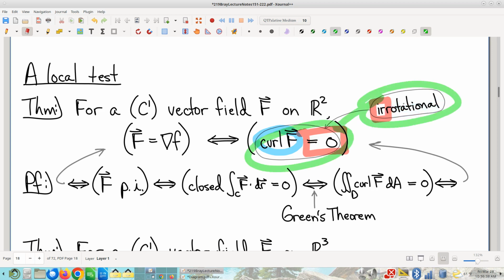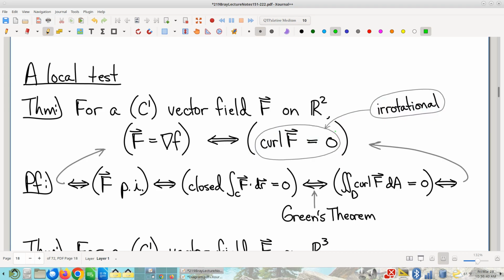And with this established, irrotational and gradient and path independent are all simultaneous for nice vector fields. Again, appropriately regular. Okay.